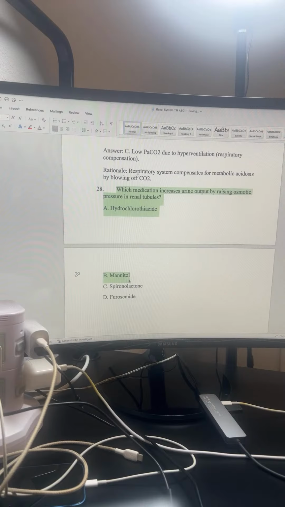All right. Which medication increases urine output by raising the osmotic pressure in renal tubules? A, hydrochlorothiazide, B, mannitol, C, spironolactone, or D, furosemide. I think we already did.